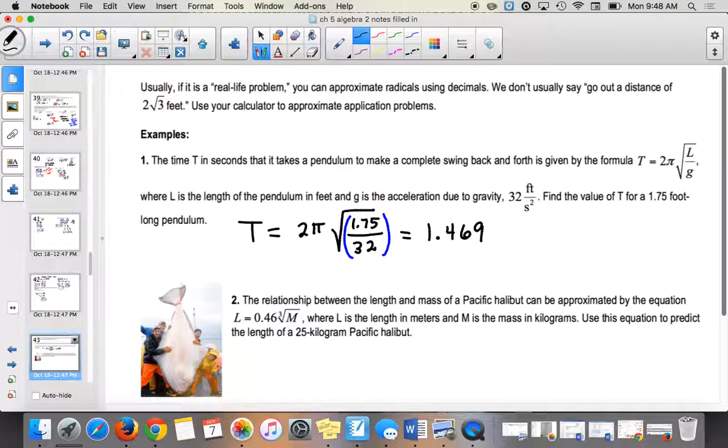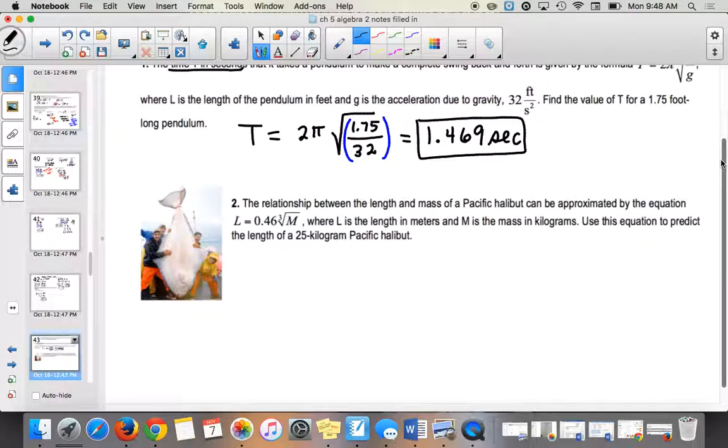Did you guys get that? And this is a time. It says the time t in seconds, so we're going to write seconds next to it. Right. And then the same thing for the last one.